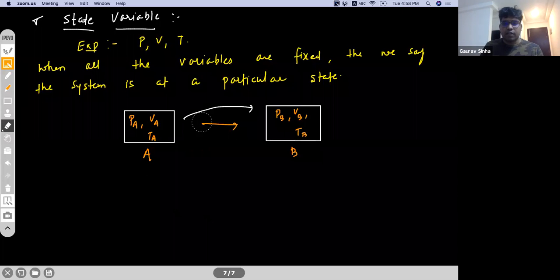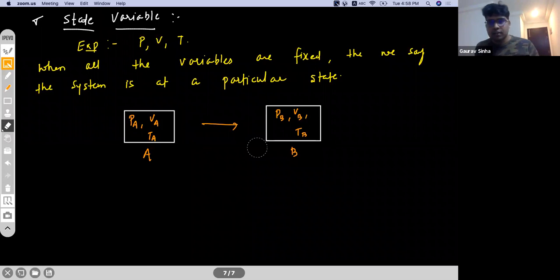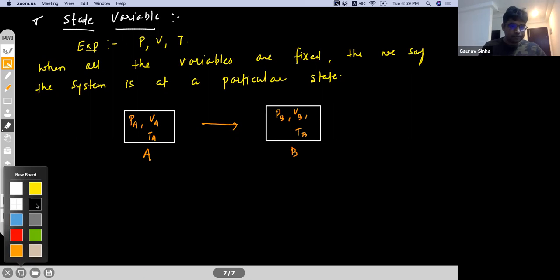All these state variables we will see, and processes we'll see later on, but that is how the change in state is possible by different paths, which we call processes, correct? So state variable is this. Next, thermodynamic properties.